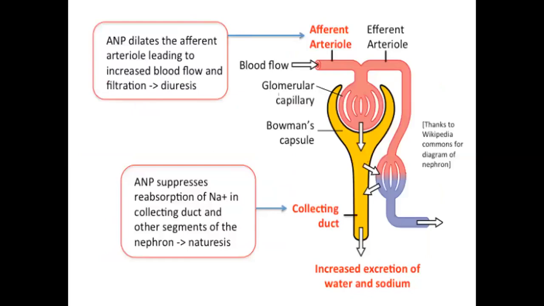Now, there's another hormone as we discussed earlier called ANP, atrial natriuretic polypeptide. So it is released when the atria is stretched as a result of volume overload. Okay, and what will that do? Basically, it will dilate the afferent arteriole. Okay, and that will lead to increased blood flow, diuresis. And then at the same time, it will also work on the collecting duct, and it will suppress the reabsorption of sodium in the collecting duct and other segments of the nephron, which will lead to excessive loss of sodium. Okay.